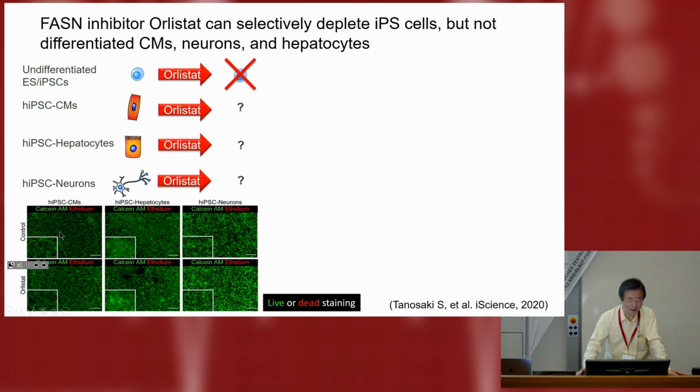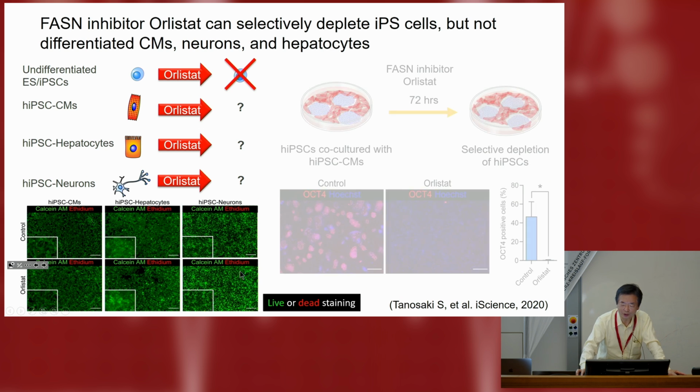This is the result. Upper panel indicated a control experiment, and the lower panel indicated orlistat treatment. This is cardiomyocyte, this is hepatocyte, and these are the neurons. So orlistat does not have any effect on the cardiomyocyte, hepatocyte, and neurons.